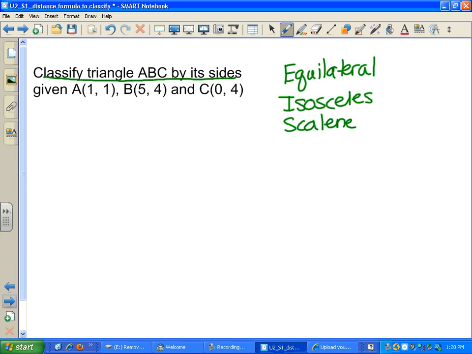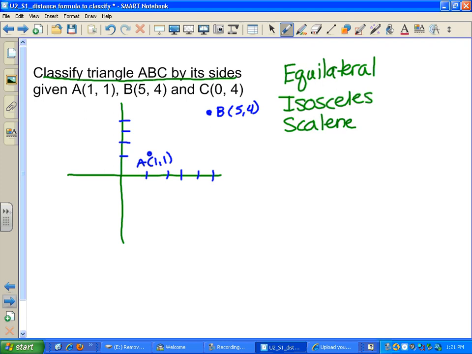So if we have to talk about triangle ABC, let's start with a rough sketch. I'm going to plot the point A at 1, 1. So there's point A at 1, 1. Then I'm going to plot point B at 5, 4. So here is B at 5, 4. And then I'm going to plot point C at 0, 4. So here is the triangle I'm talking about.